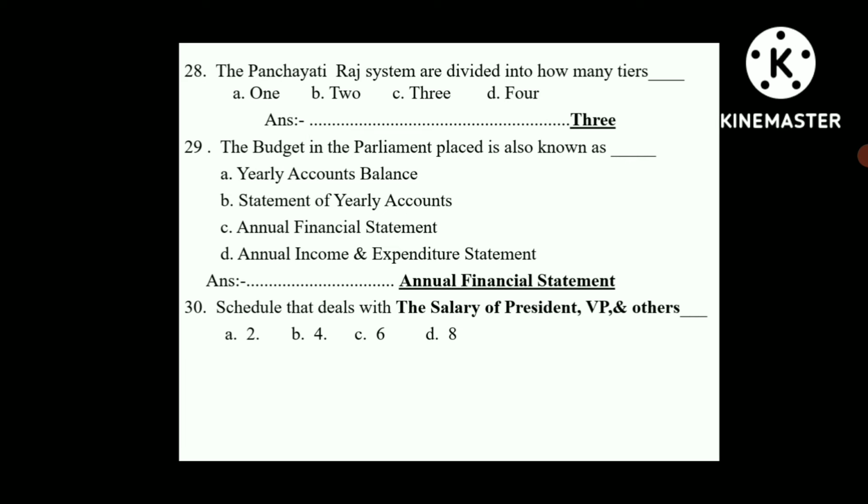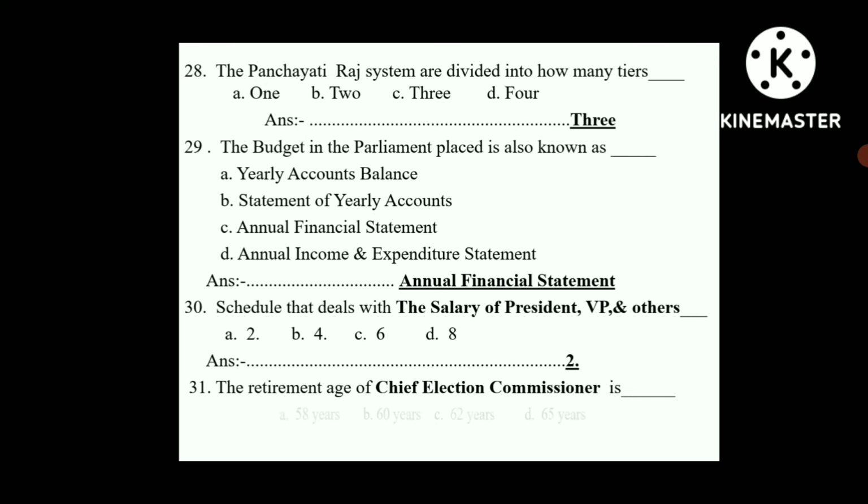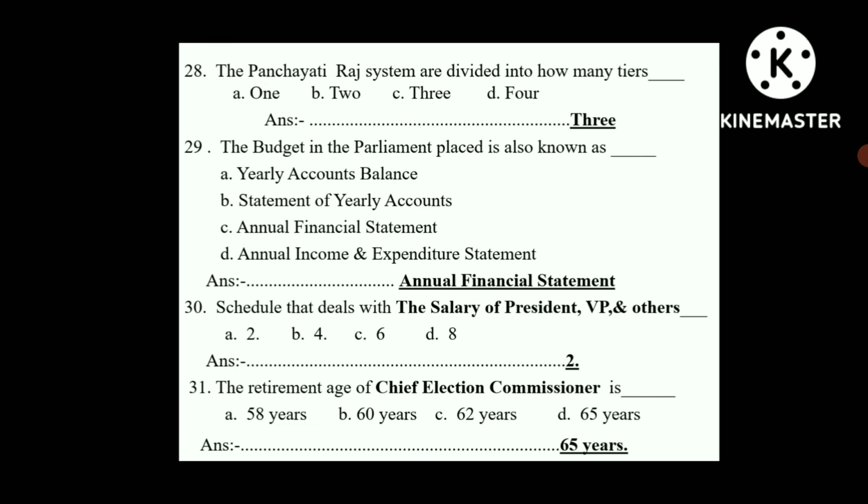Coming to 30th question, the schedule that deals with the salary of president, vice president and other dignitaries is 2nd schedule, 4th schedule, 6th schedule or 8th schedule. It is the 2nd schedule. The retirement age of chief election commissioner is 58 years, 60 years, 62 years or 65 years. These retirement ages are very important. So it is 65 years.